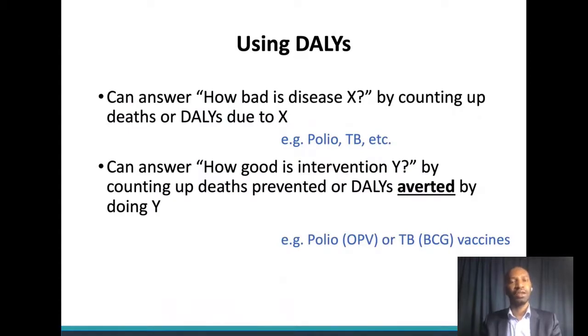How do we use DALY? We can use DALYs to answer how bad is disease X by counting up death or DALYs due to X. For example, how bad is polio? How bad is TB? We could count the deaths or the DALYs due to polio or to TB. We can also use DALYs to answer how good is intervention Y by counting up deaths prevented or DALYs averted by doing Y. For example, how many deaths are prevented or how many DALYs are averted by providing polio vaccination or TB vaccination.